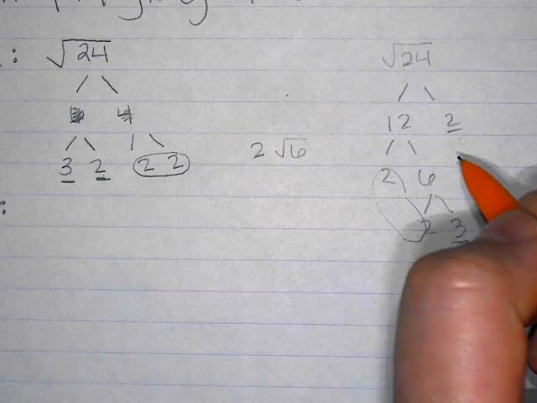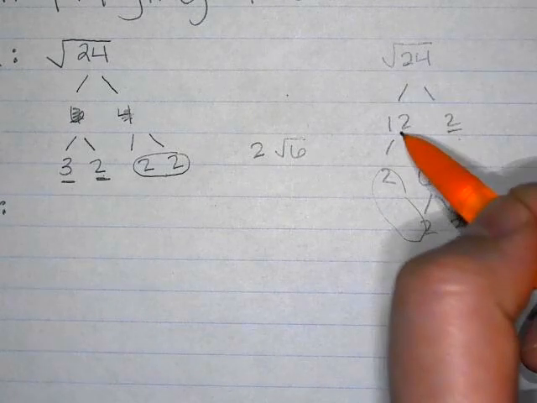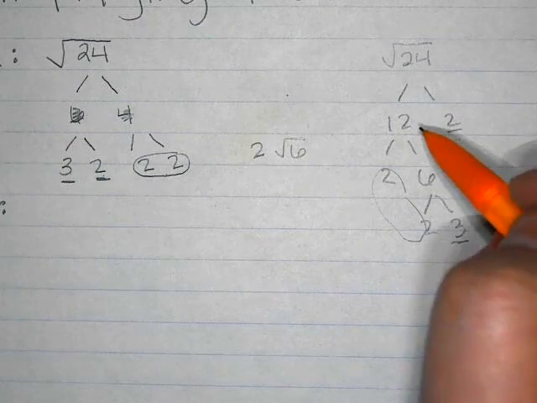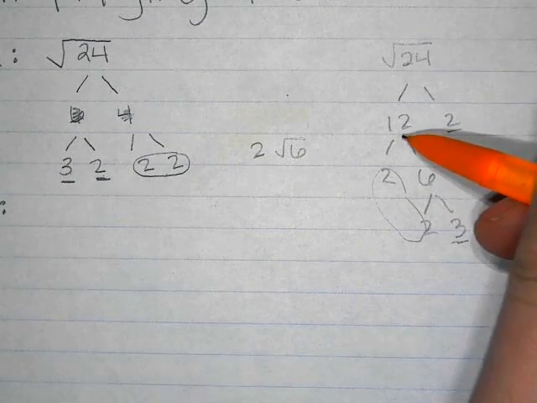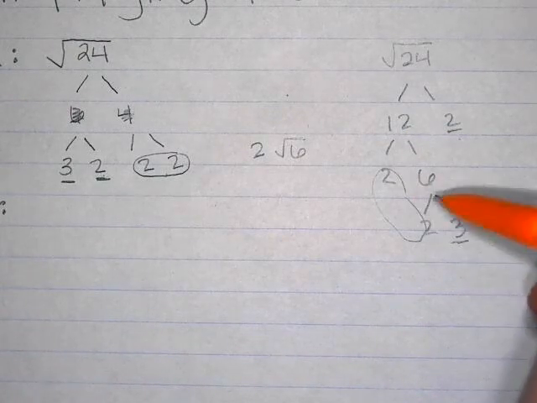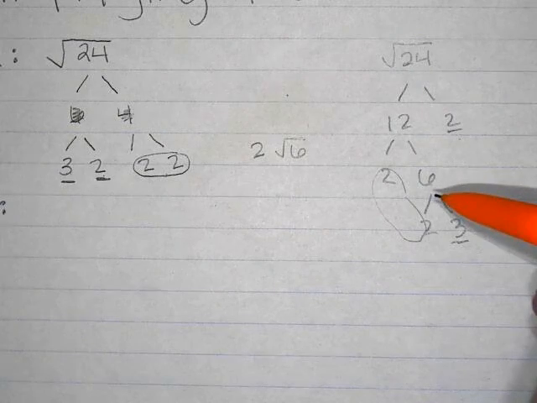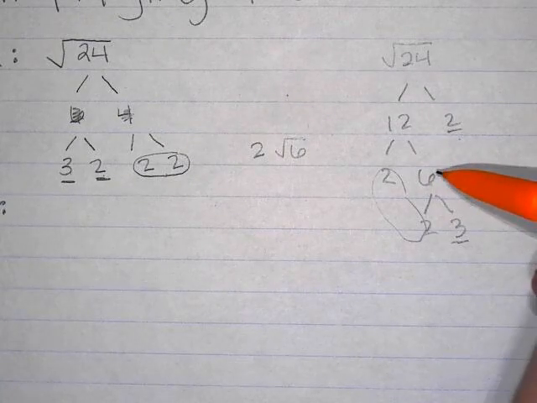Even doing 3 and 4 from 12 would eventually get you down to the same thing. They call this a prime factor tree because your goal is to get it down to prime numbers. 2 and 3 are prime numbers. So that's your goal. Like 6, we continue to break that down because 6 is not a prime number.